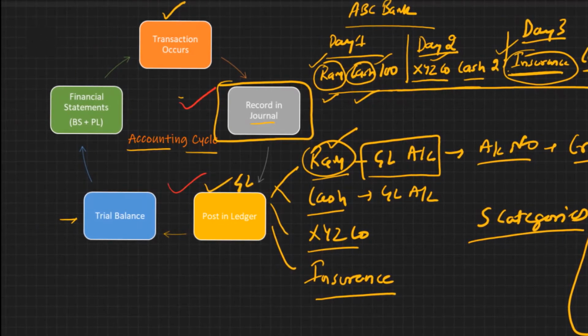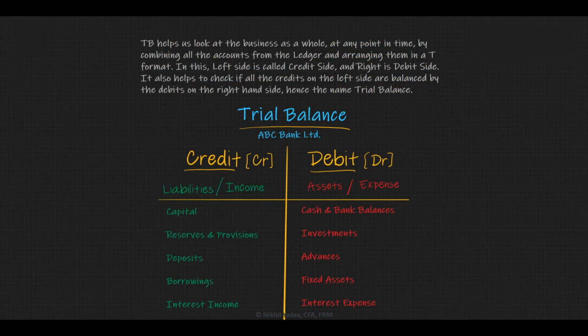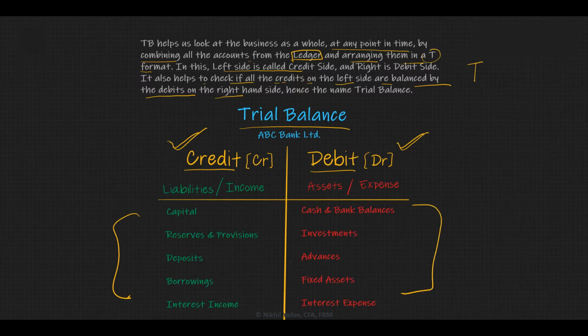The next step in the accounting cycle is the preparation of trial balance. Trial balance helps us look at the business as a whole at any point in time by combining all the accounts from the ledger and arranging them in a T format. In this, left side is called the credit side and the right side is called the debit side. It also helps to check if all the credits on the left hand side are balanced by the debits on the right hand side, and hence the name trial balance.